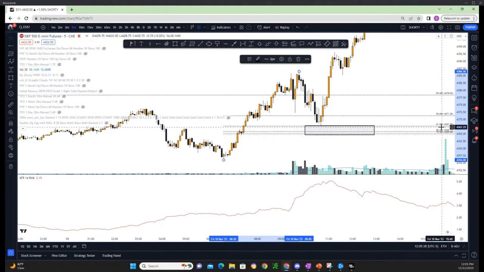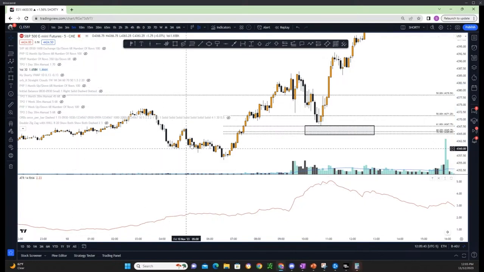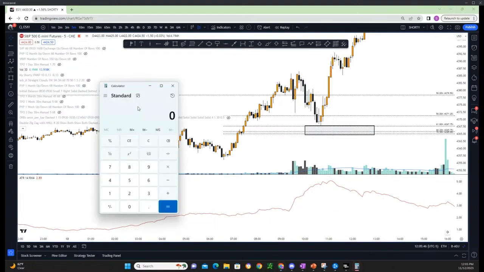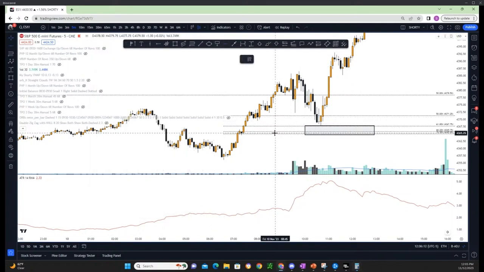If 61.8 was my entry, 4367.75, where's my calculator? Okay. 4367.75 plus 3.8, or minus 3.89. Where should I put my stop loss? Right here. So the chances of this breaking down on a day like this are low. 4363.86. So I will find 4363.86.